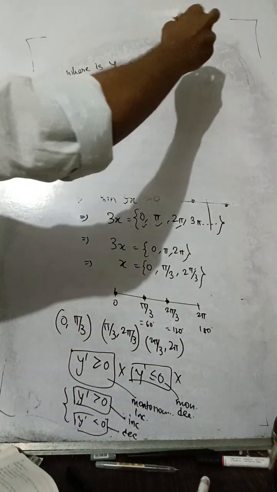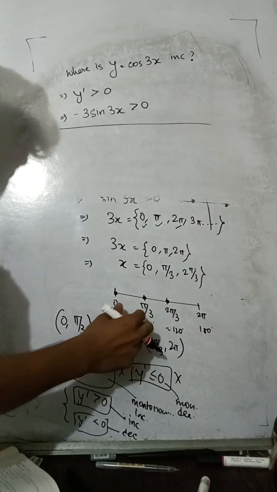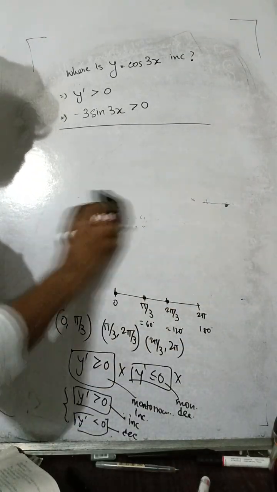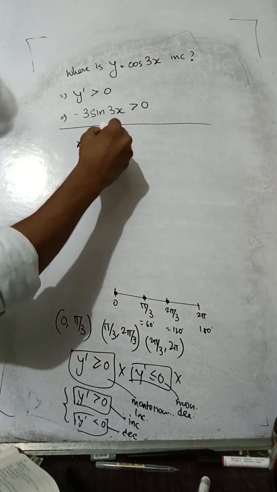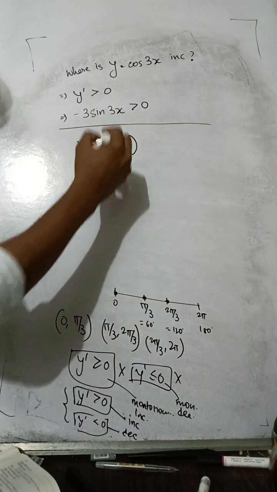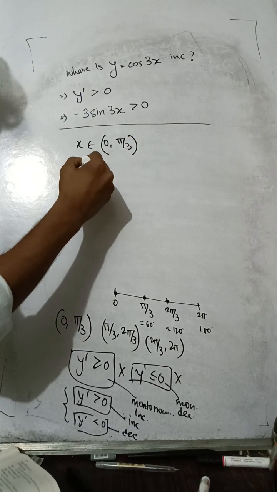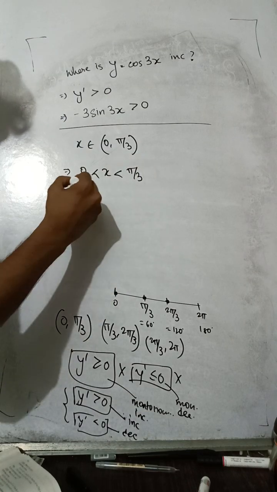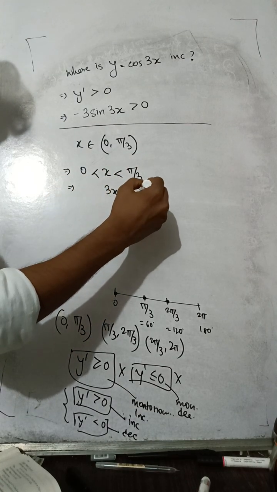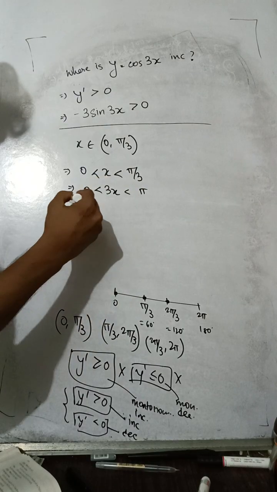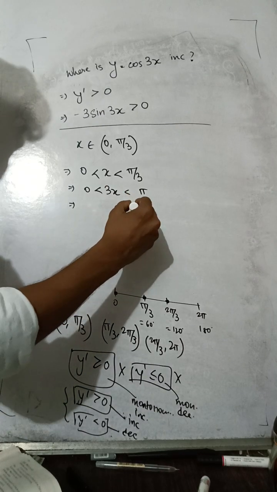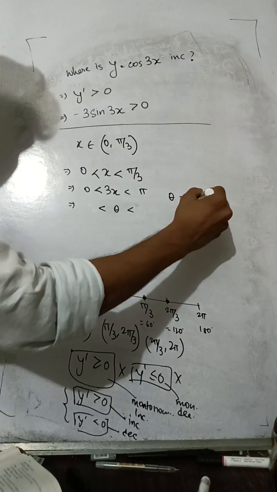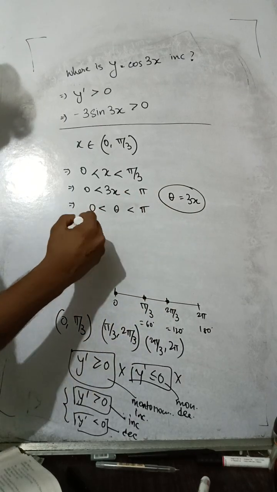let us start with this region. We don't know in which region the function is behaving in which way. So we shall start with this region. Whenever x is between 0 and pi by 3, it is between these 2 points. This means 3x is between 0 and pi. So let theta be equal to 3x for easier understanding.